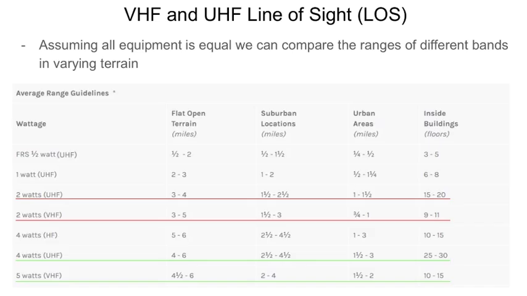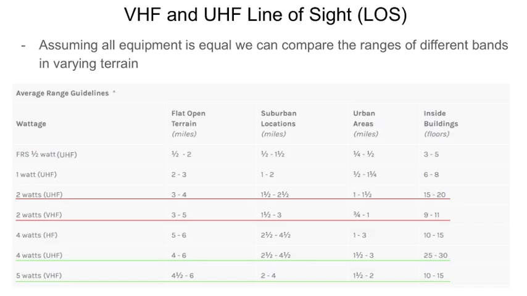You can see on flat open terrain, VHF can talk a little bit farther, but when you get to inside buildings, UHF has an easier time penetrating concrete walls and floors. For an even bigger comparison, you can double that power to 4 watts. Again, flat open terrain really doesn't make much of a difference, but when we get to suburban locations, with obstacles getting in the way, UHF is starting to pull ahead a little bit. Urban areas, again, 3 miles on the upper end compared to 2 miles, and inside buildings it penetrates better, so that's maybe 30 floors compared to 15 floors.